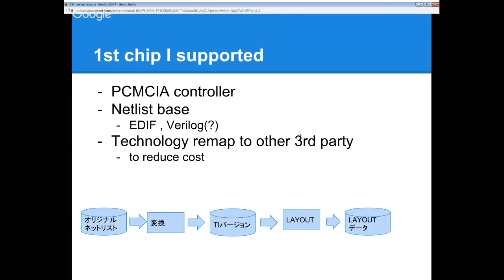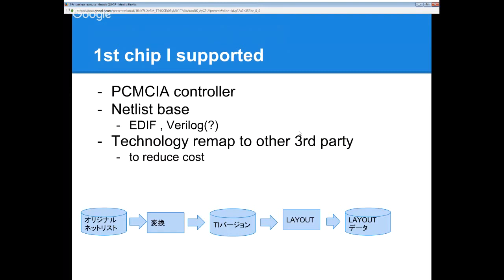The ASIC is for the PCMCIA controller, the PCMCIA interface. Not so many PCs have such an interface these days, but anyway, we have such ASICs on some notebooks, and this design was described only as a netlist. We do not have any RTL information.